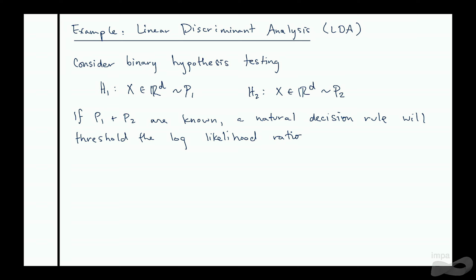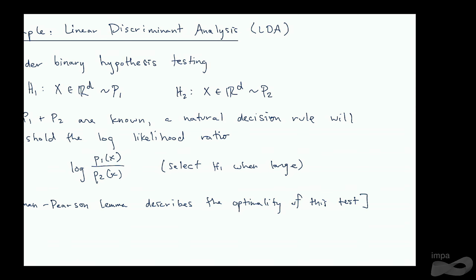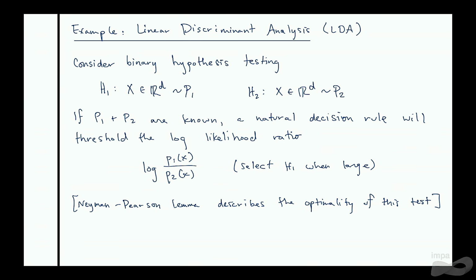What do I mean by the log likelihood ratio? I just mean the log of the PDF of P1 over the PDF of P2, and then you'll select H1 when this is large. In some sense this says the data seems to be more likely to be drawn from distribution 1 than distribution 2. And you can formalize why this is a reasonable thing to do. One of the big results in statistics is the Neyman-Pearson lemma, which describes the optimality of this test. If you want to reduce the kinds of errors you make, then this is going to be the best decision-making process you can use.